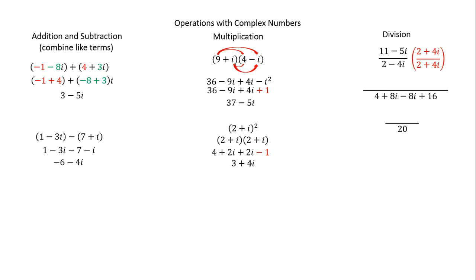If we look at the numerator, we can distribute. 11 times 2 is 22, and then plus 44i minus 10i plus 20i squared. Well, that i squared changes to negative 1, which makes it minus 20. Combine like terms, we get 44 plus 34i. It is more appropriate to split these apart into 2 fractions. It also makes it easier to simplify. So 44 over 20, we can divide by 4, we get 11 over 5, plus 34 over 20, divide by 2, 17 over 10i.